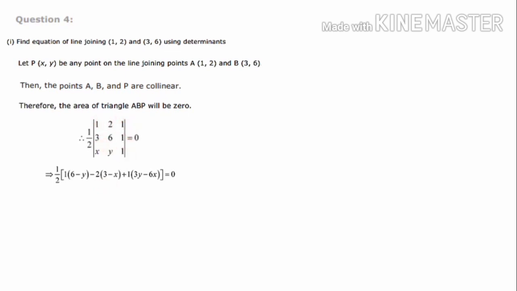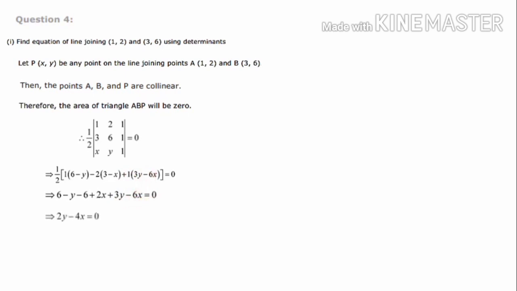3 into y is 3y. 6 into x is 6x. So 3y minus 6x equal to 0. Go for further calculation, that is, these two we can multiply with 0, it will go 0. That is, removing the bracket, 1 into 6, that is 6. 1 into minus y, that is minus y. Minus 2 into 3, that is minus 6. Minus into minus plus 2 into x is 2x. 1 into 3y, that is 3y. 1 into minus 6x, that is minus 6x equal to 0.